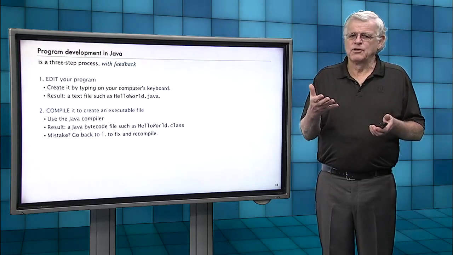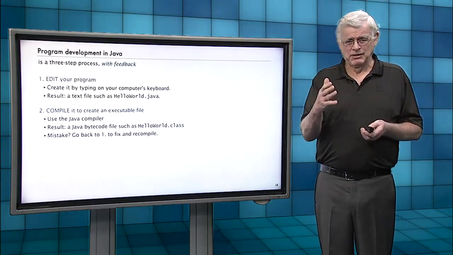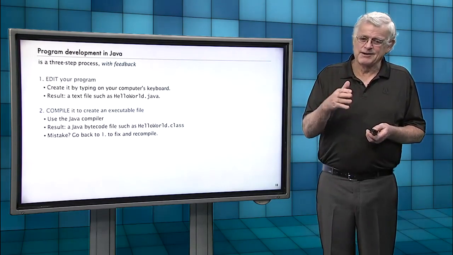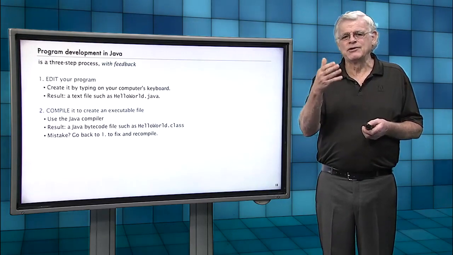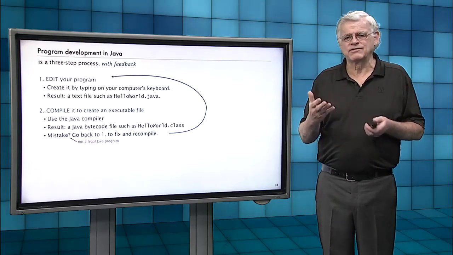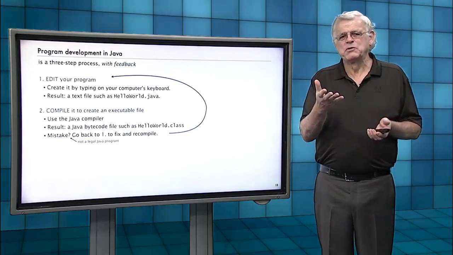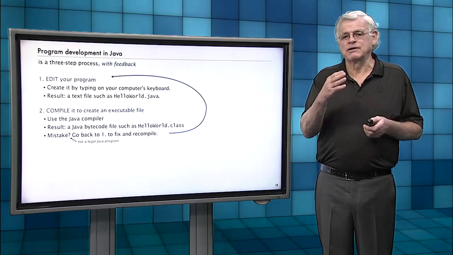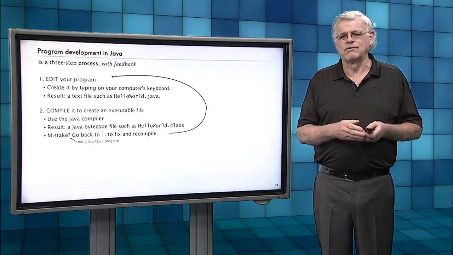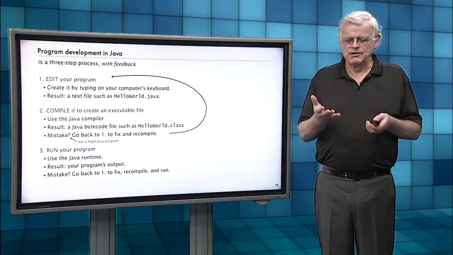Now, sometimes there'll be a mistake in what you typed, like we looked at the example of leaving off the word public and so forth. That's the compiler telling you that's not really a legal Java program, and you have to go back to step one to fix it and then recompile it. You want to keep doing that until you have a legal Java program that the compiler can turn into a bytecode file like helloworld.class. And then the third step is you run your program.